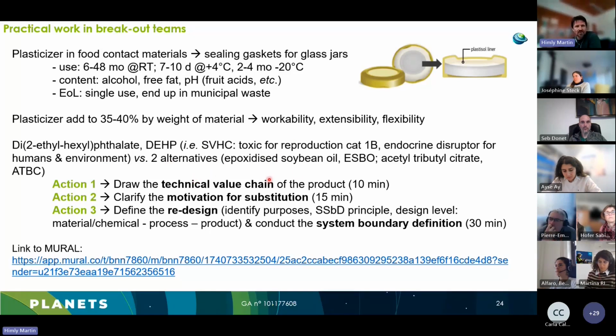And one alternative is actually a bio-based one, epoxidized soybean oil, ESBO, and the other one is acetyl tributyl citrate, ATBC. What we will now do in the next hour and a bit more, and we are about 38 people at the moment, so we will probably form 3 breakout teams.